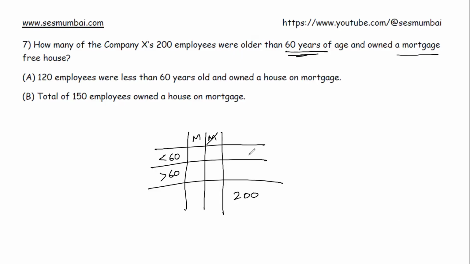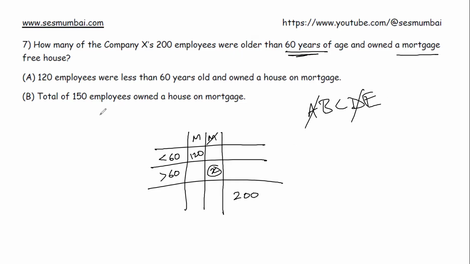So we have to basically find out this part: older than 60 years of age and owned a mortgage-free house. For statement A, 120 employees were less than 60 years old and owned a house on mortgage. So this is 120, correct? Using statement A, we're not able to get X. So A is out, D is out.